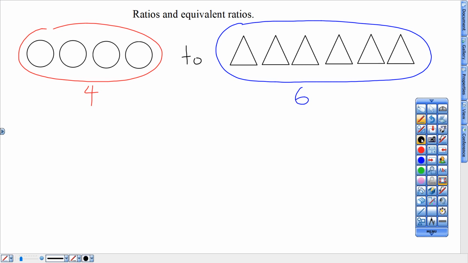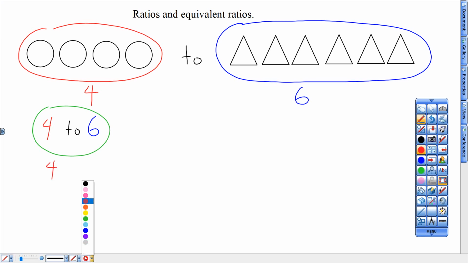So if I'm going to write this as a ratio, there's more than one way to write this. Comparing circles to triangles, I could write it 4, and I could use the word to and then 6. That's one way of writing it, not used all that often. Another way of writing a ratio is writing that first number again. Always whatever you write or list first is written first, and then a colon, 4:6. That's another way of writing a ratio.